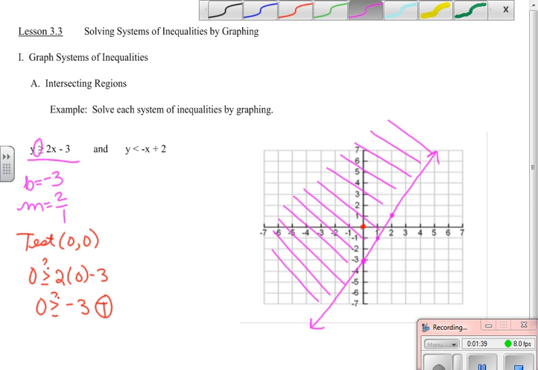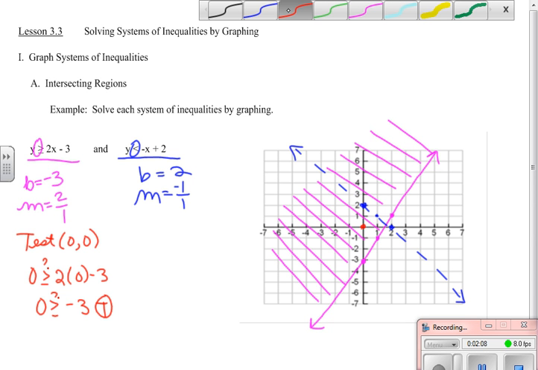Now I'm going to go ahead and graph the other one, here in blue, which has a y-intercept of 2, and it has a slope of negative 1 over 1. So I'm going to go ahead and graph at 2, and I'm going to go down 1, right 1, down 1, right 1. This time I have a less than sign, so I have a dashed line.